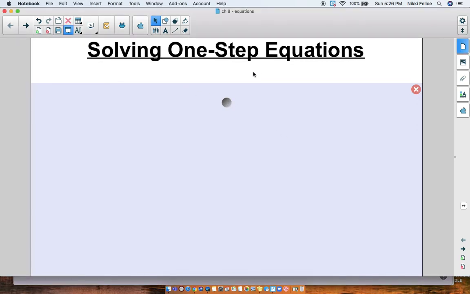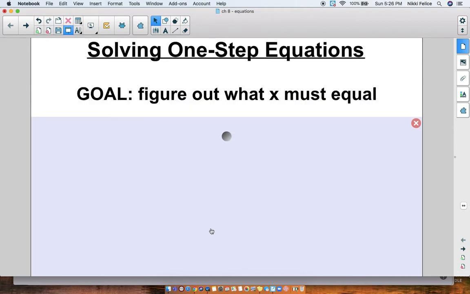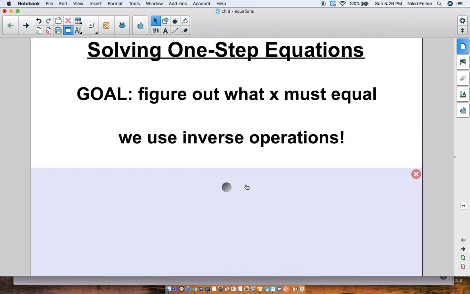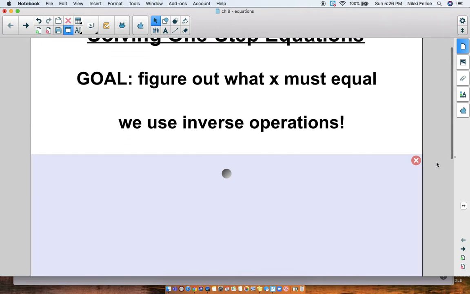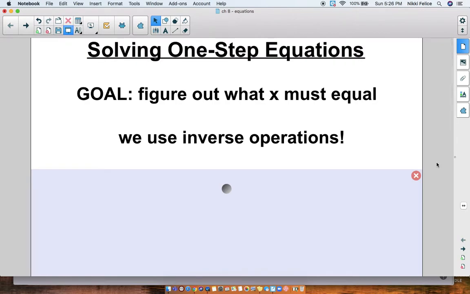Equations. Let's talk about those first. Our goal when we solve an equation is to figure out what x must equal. I'm going to show you an example in a second, but that's our goal. We're always trying to figure out what is x, or what is the variable. And we are going to use inverse operations to solve equations. Now, inverse operations, that's like addition and subtraction are inverses of each other because they're opposites of each other. And then multiplying and dividing are inverse operations because they're the opposite of each other.